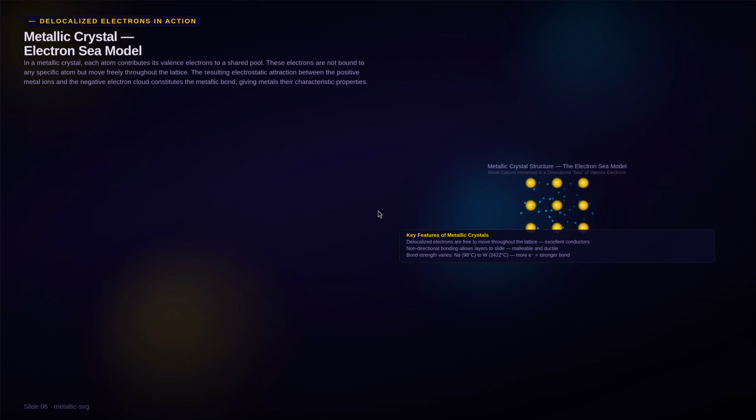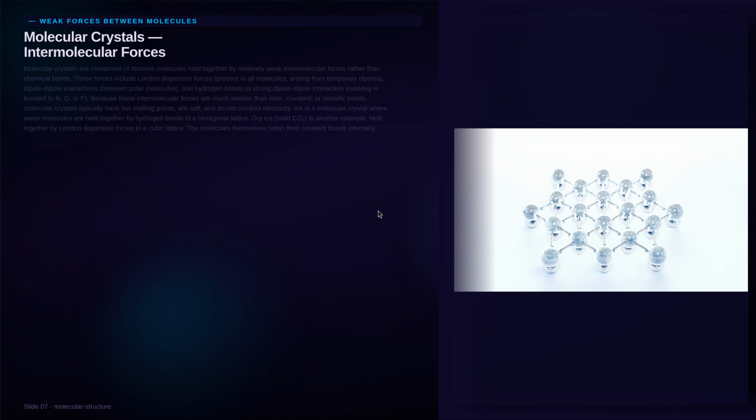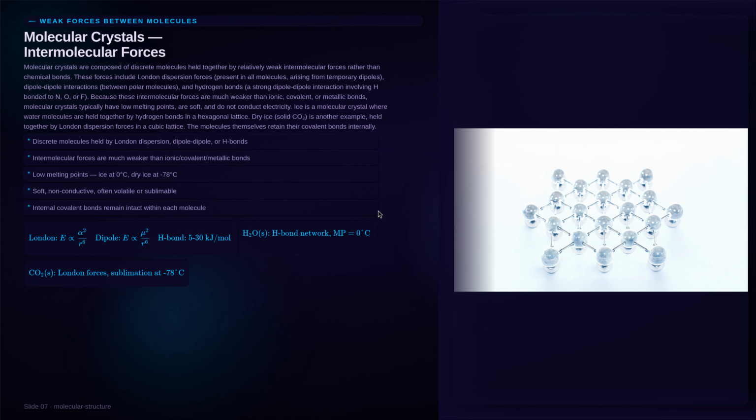The small blue dots represent the delocalized electrons that are free to move throughout the entire structure. This electron sea is what gives metals their unique combination of strength, conductivity, and flexibility. Molecular crystals are composed of discrete molecules held together by relatively weak intermolecular forces. These include London dispersion forces, dipole-dipole interactions, and hydrogen bonds.